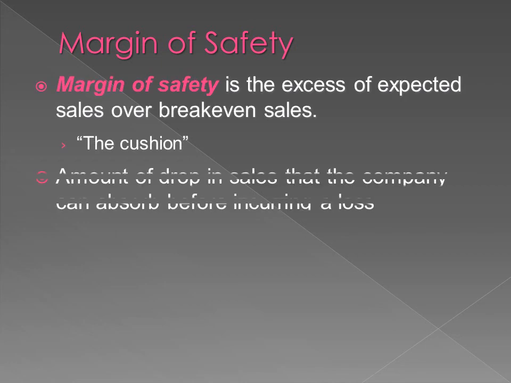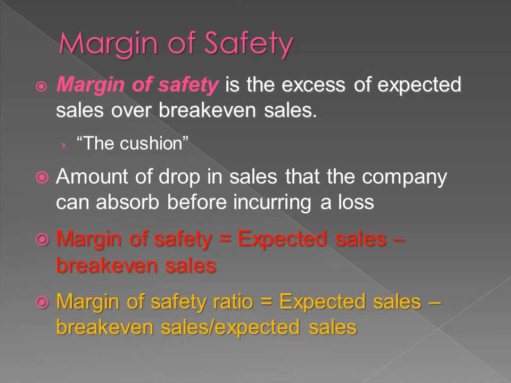All right, your margin of safety. This is simply the cushion for you. This is what do I need to make over my break-even. So your margin of safety is your expected number of sales minus your break-even number of sales. So this is what I need in order to break even. I need at least this many units in order to break even.